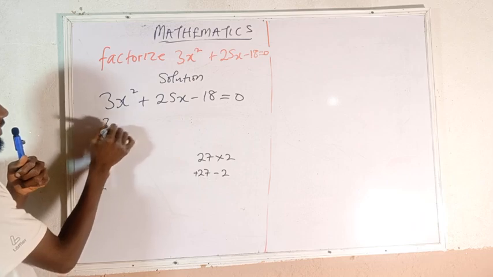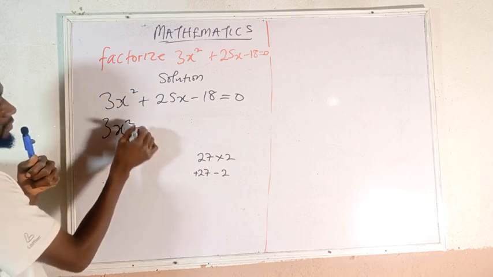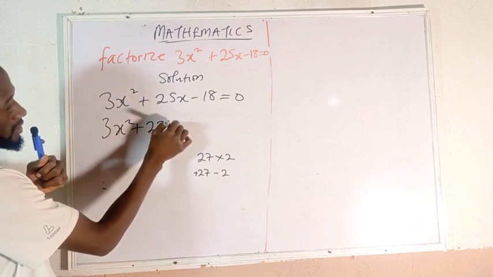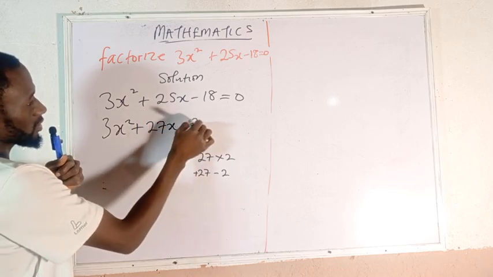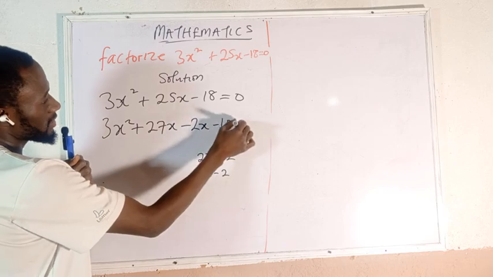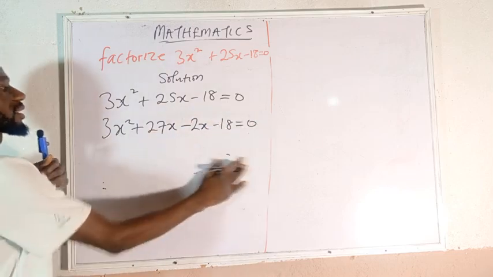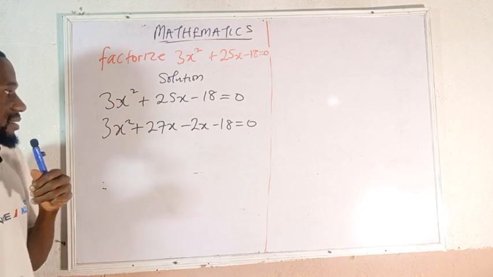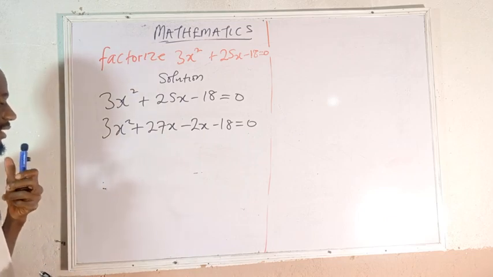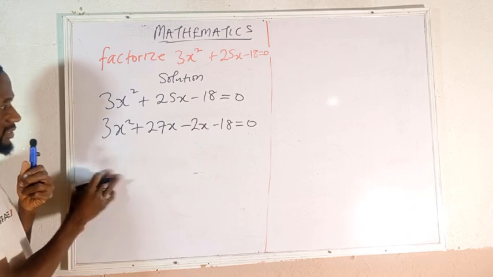There we have 3x² + 27x - 2x - 18 = 0. That's the second step. The next step, now we can factorize.